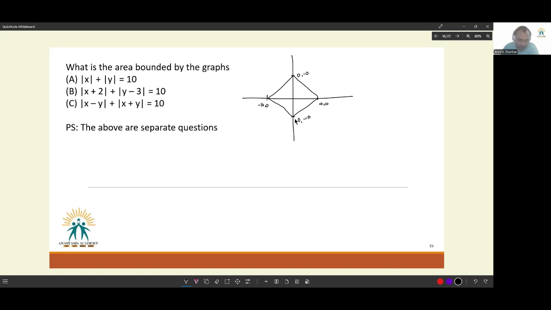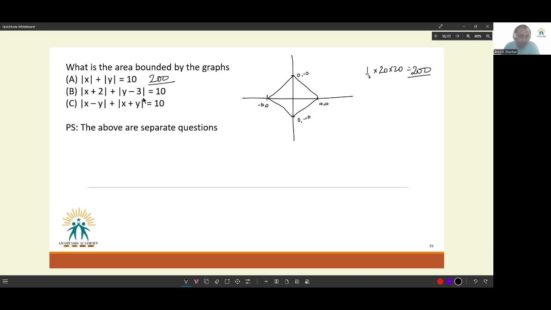See, for a rhombus, the diagonal is 20, diagonal is 20. The area is going to be half into d1 into d2, which is 20 into 20 by 2, which gets us to 200. For the first one, the area is 200.